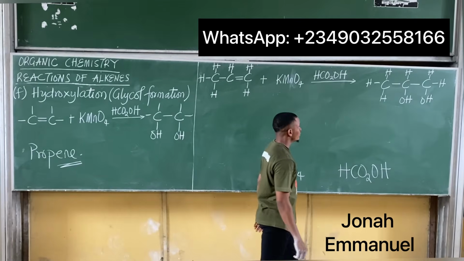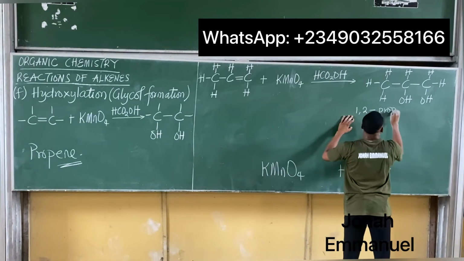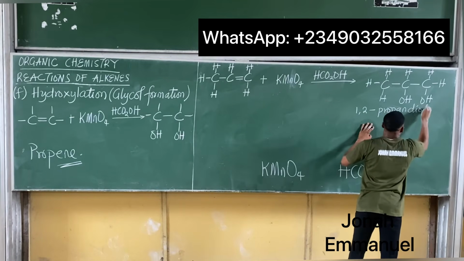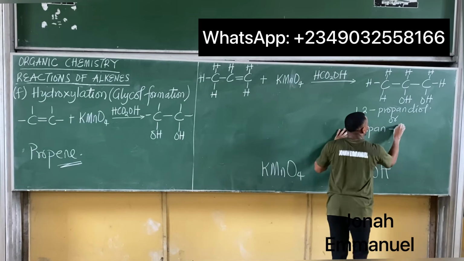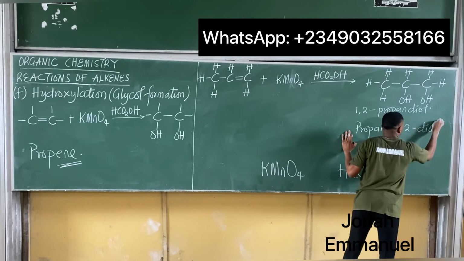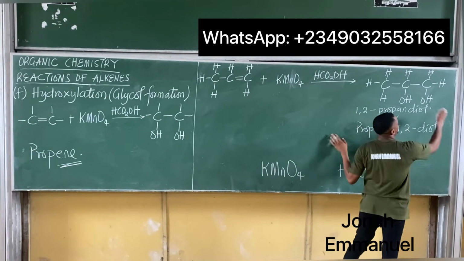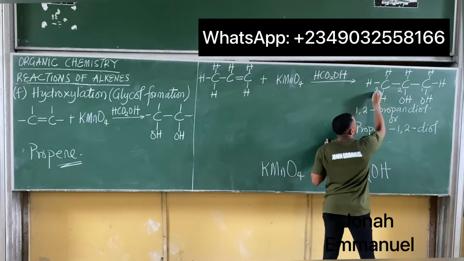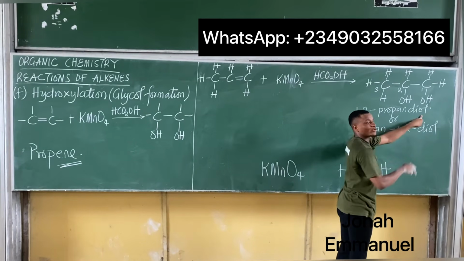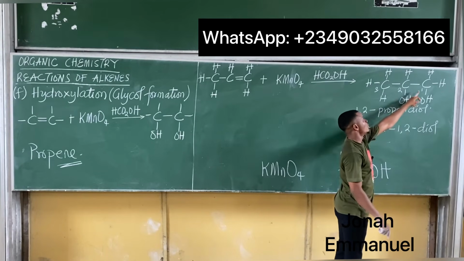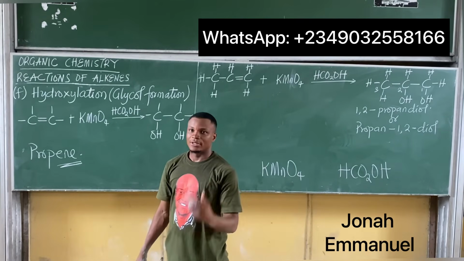What have you got? Propan-1,2-diol. That's the name. Prop is 3 carbons, so my numbering will be 1, 2, 3. That's your prop. It's going to be a propanol, but there are 2 OH groups, so because it's a diol, I'm having 1,2-propandiol or propan-1,2-diol.